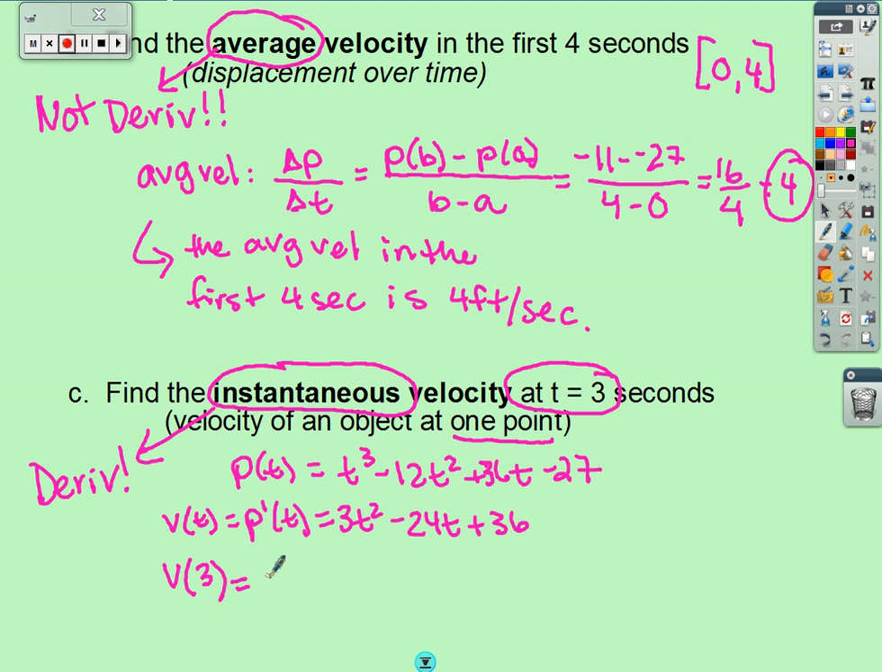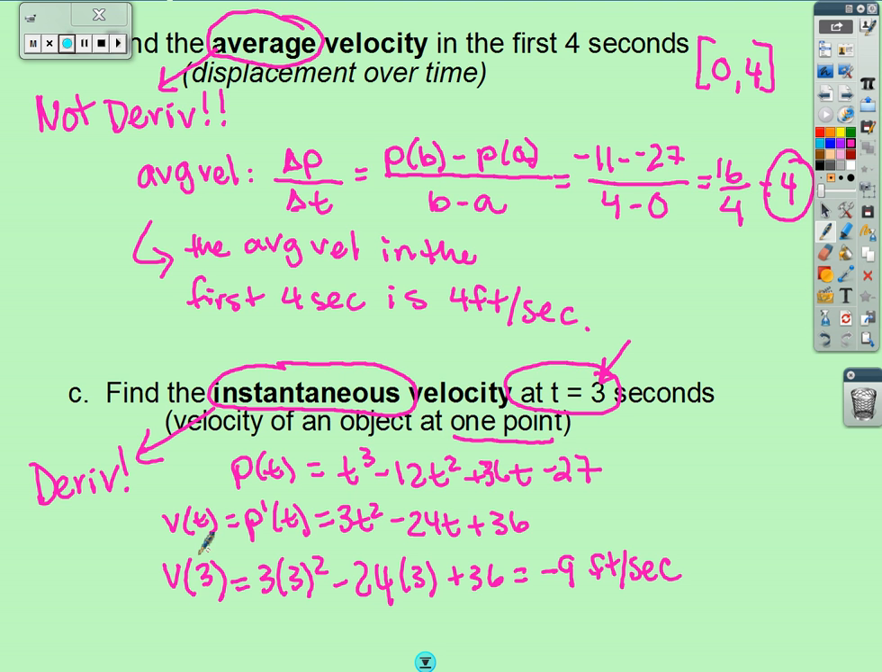So we plug 3 in. So 3 times 3 squared minus 24 times 3 plus 36. Do some mental math. We get -9. And the units are feet per second. Again, this is not a position, this is a velocity. It's moving -9 feet per second when the time is 3. So at time 3, the particle is moving -9 feet per second.